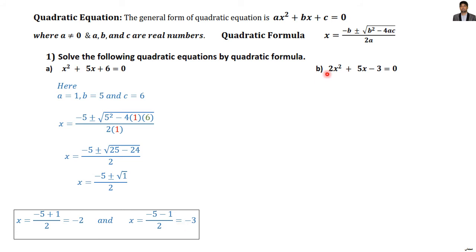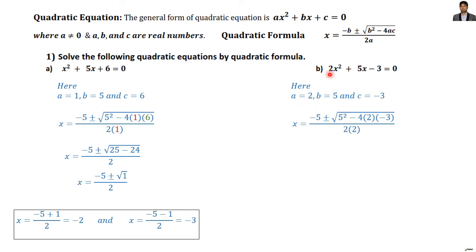Part B. 2x squared plus 5x minus 3 equals 0. Same way, first we have to find a, b, and c. a equals 2, b equals 5, and c equals minus 3. Do not forget to put the sign. Put a, b, c in the formula. x equals minus b, b is 5, plus minus square root of b squared, 5 squared, minus 4 into a and c, over 2a.